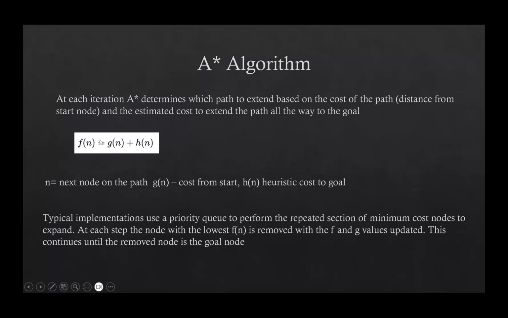That's represented by this equation, f of n, your total cost, is going to be g of n plus h of n. In this case, n represents the next node in the path. g of n is the cost from the start, so the distance from the start, and h of n is the heuristic cost to the goal. Basically, h of n is an estimation for that specific node: how long would it take to reach the goal just from that node?